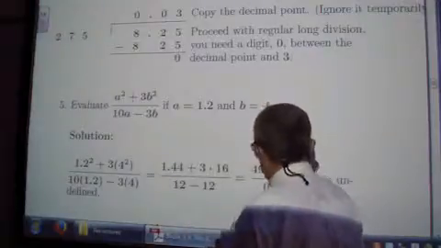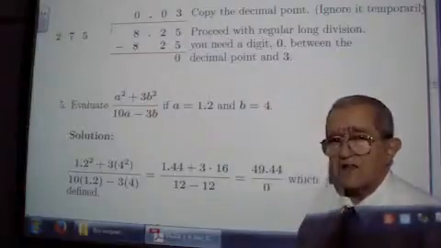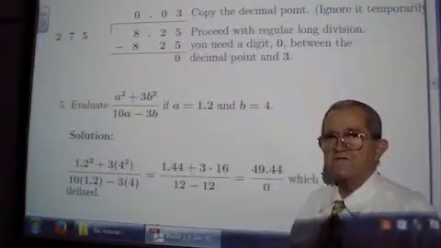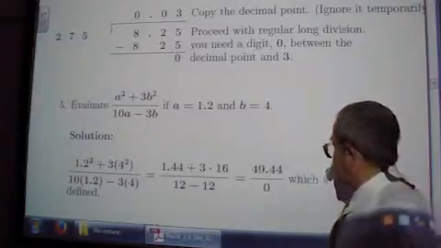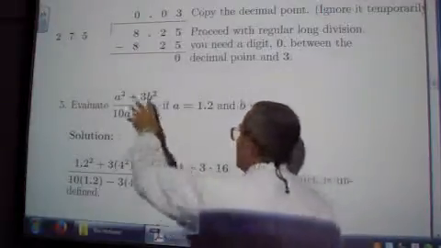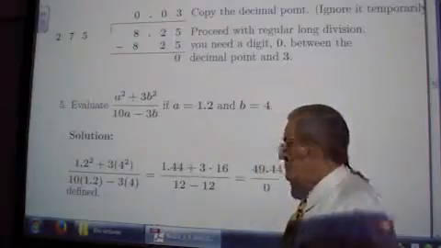Ooh, what is 12 minus 12? It's 0. We are dividing by 0. And what did I tell you about dividing by 0? That's a no-no. Do not divide by 0. Do not have a 0 in the denominator as a factor. So this fraction is undefined. You want to evaluate this? There is no evaluation.